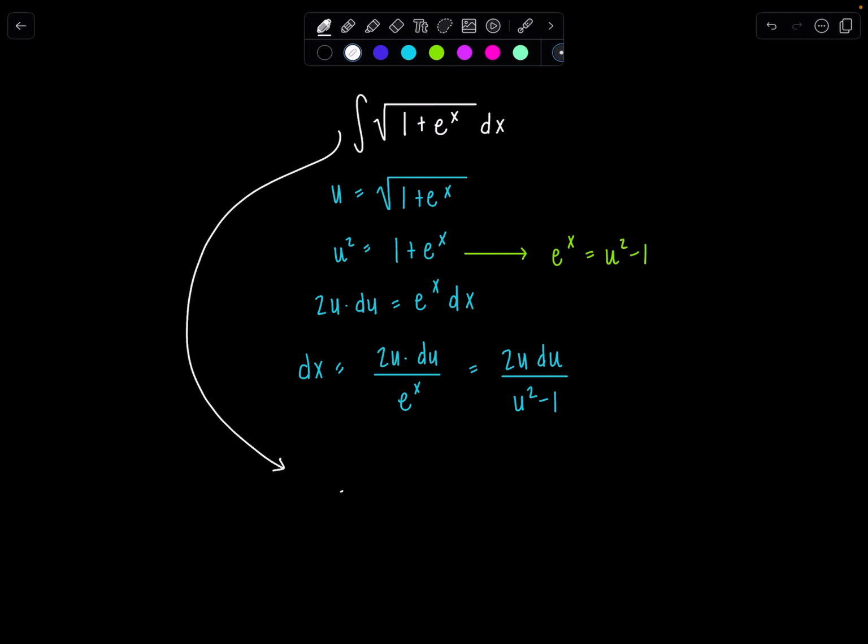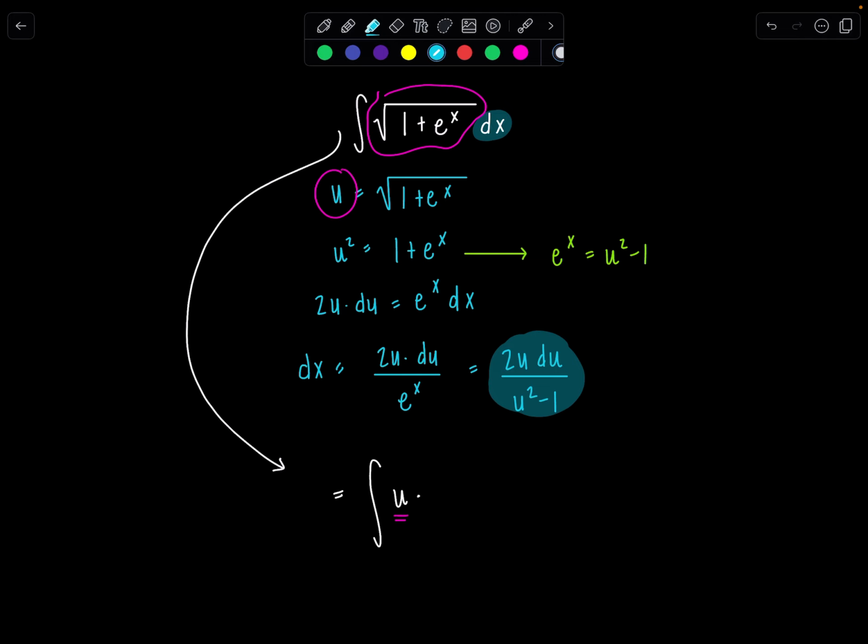Here we go. I no longer have square root of 1 plus e to the x. All of this whole thing is u. Great. Let me circle for you. All of this is u, which is right here. And then what about good old dx hanging out here? dx is 2u du over u squared minus 1. Okay, 2u du over u squared minus 1.